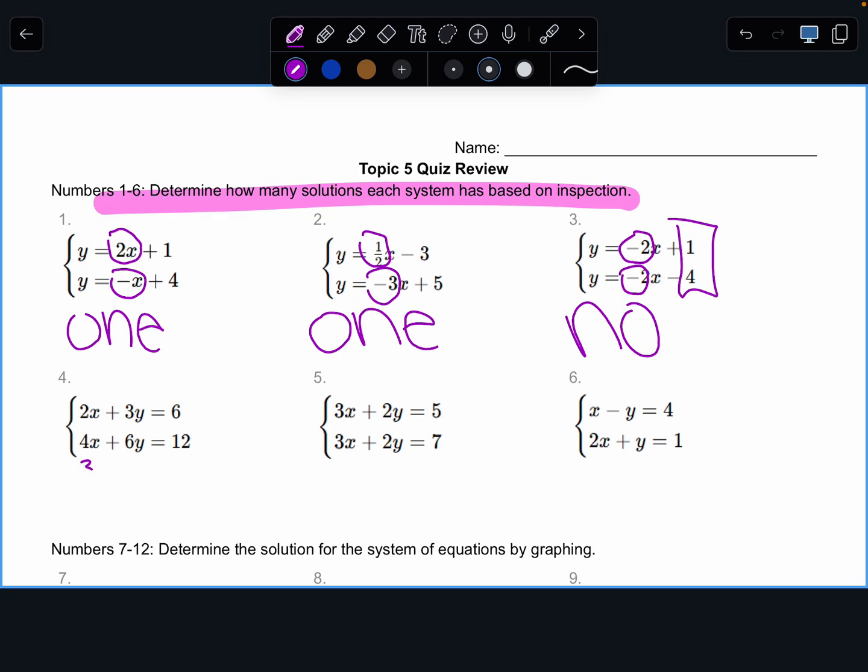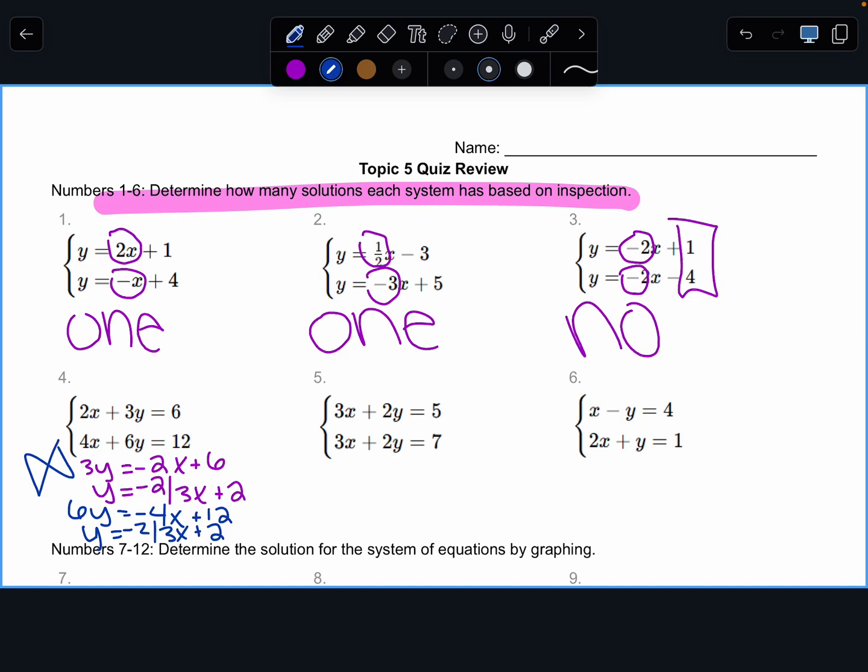So you'd get 3y equals -2x plus 6. Divide by 3 and get y equals -2/3 x plus 2. And you would get 6y equals -4x plus 12. Y equals -2/3 x plus 2. So because they are the exact same, number 4, you should get infinitely many.